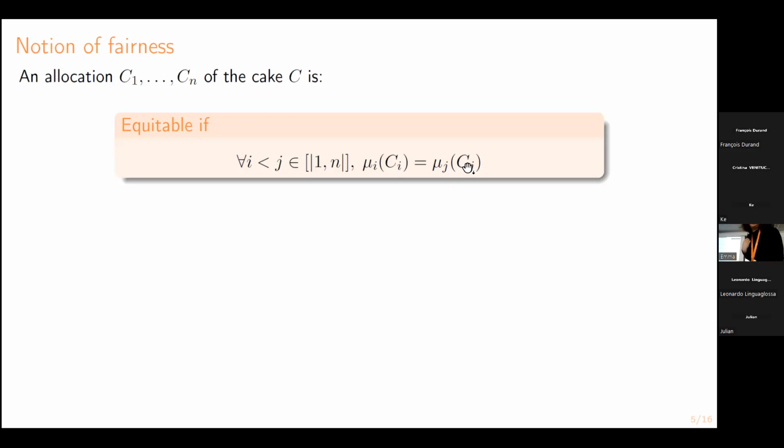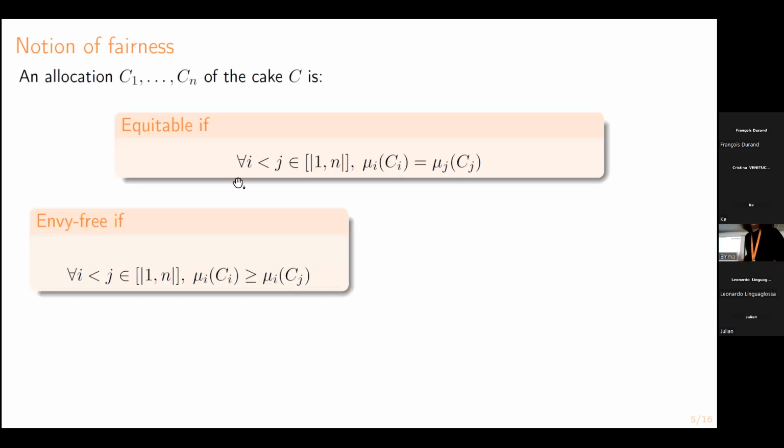And so this leads to the second notion of fairness, which is envy-free. This is just to say, I am not jealous of anyone else. The utility I assign to my cake is greater than the utility I would assign to everyone else's piece of cake. This is a very intuitive notion, and it has been studied a lot in the literature, and we will see algorithms that allocate envy-free pieces of cake.